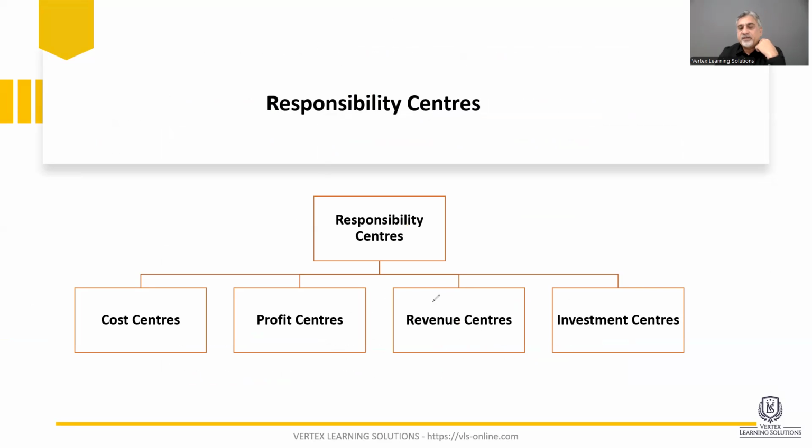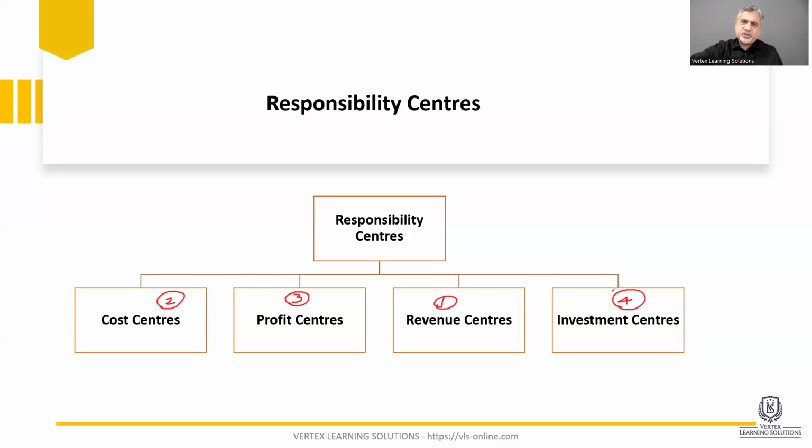Actually, this should be number one, the revenue center. Number two should be the cost center. And then, of course, revenue minus cost, number three should be the profit center. And number four is the investment center. It does not matter. You can put them in any order to understand.